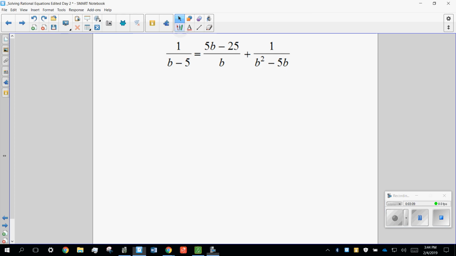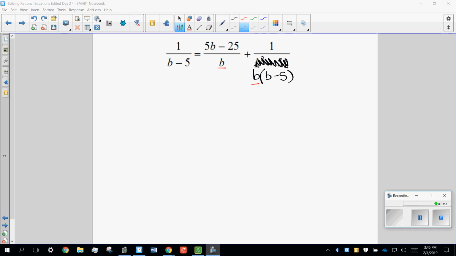Okay, again, factoring denominators if you can. These have a b in common, so we factor out a b. We're left with b minus 5. And we look for our individual factors. We have a b, and then we also have a b minus 5. So that means we need to multiply by both of those things.